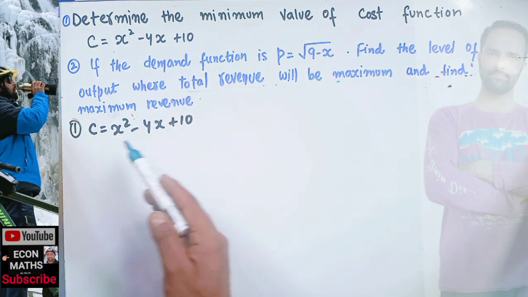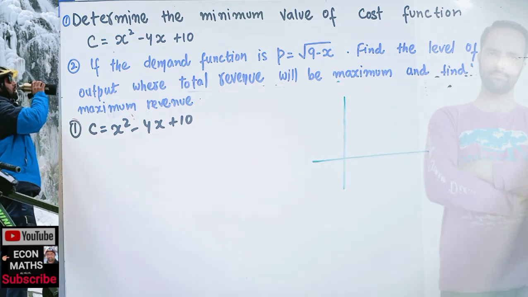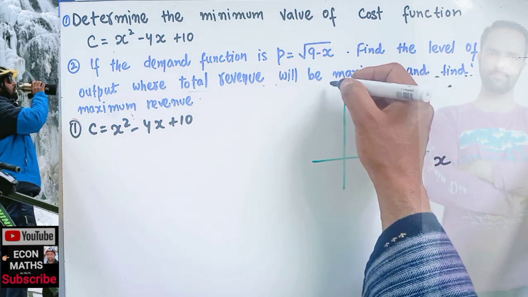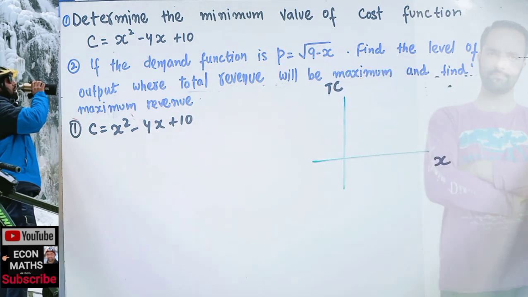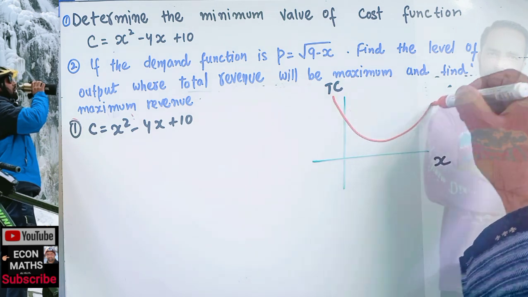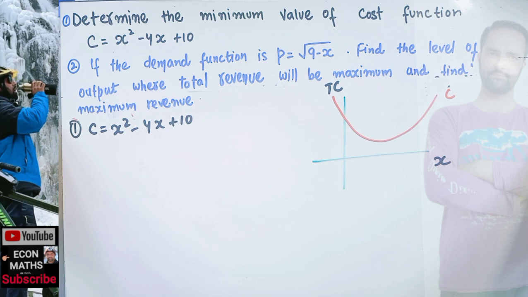Okay. So given this total cost function, let us draw the graph to make more sense of it. We have x on the horizontal axis, which denotes the output, and total cost on the vertical axis. If we plot this equation, it will look like this. So this is our cost function. We need to find the minimum value of this cost function.